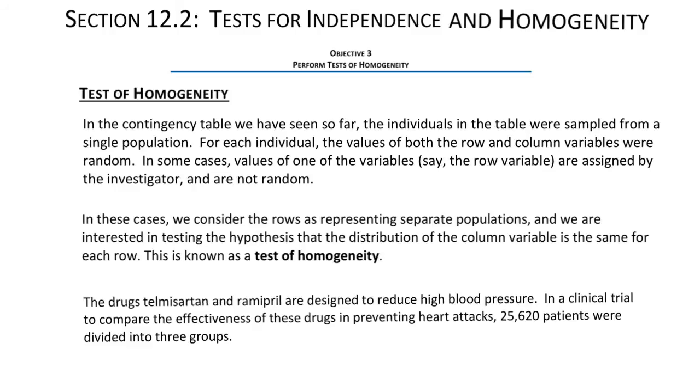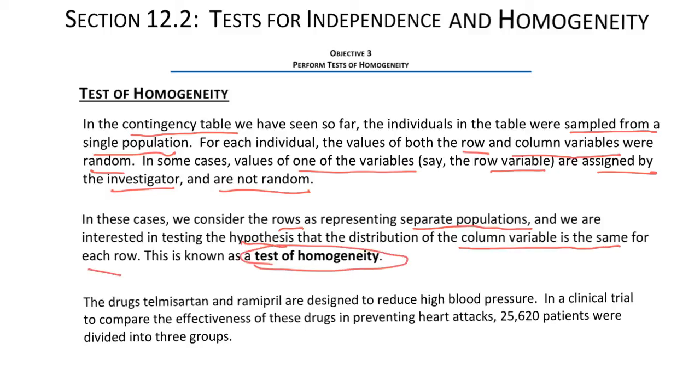Test for homogeneity. In the contingency tables we have seen so far, the individuals in the table were sampled from a single population. For each individual, the values of both the row and column variables are random. In some cases, the values of one of the variables, say the row variable, are assigned by the investigator and are not random. In these cases, we consider the rows as representing separate populations, and we are interested in testing the hypothesis that the distribution of the column variable is the same for each row. This is known as the test of homogeneity.